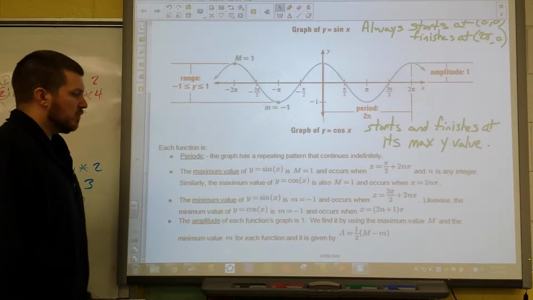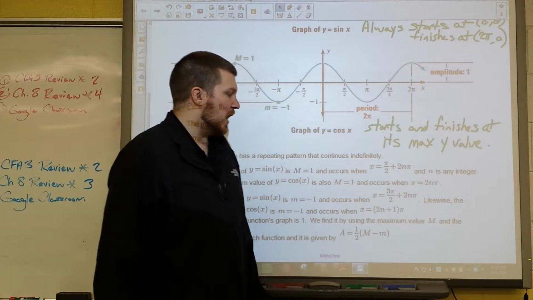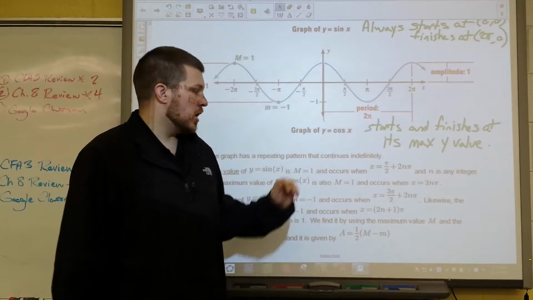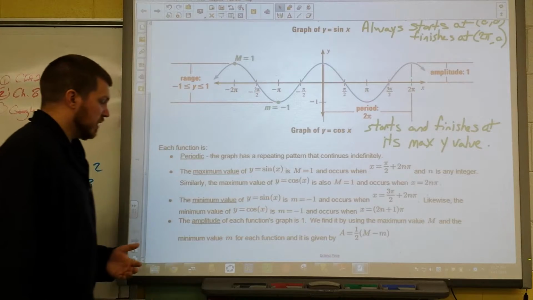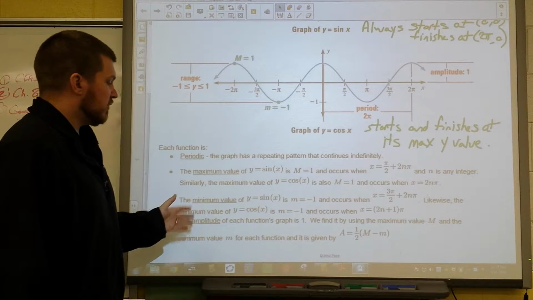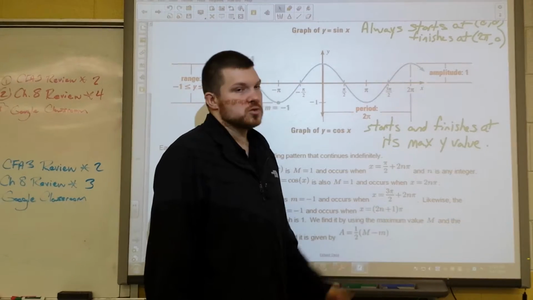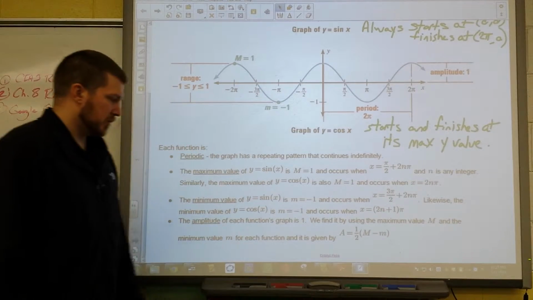Likewise, the maximum value of cosine of x is 1, and it occurs at 2n pi. The minimum value of y equals sine of x is negative 1, and it happens at x equals 3 pi over 2 plus 2n pi. Again, if we know what n is, we can figure out everywhere for the sine function where the minimum is going to happen. We can do that by hand. And the minimum value of cosine is also negative 1, and it happens at the quantity of 2n plus 1 times pi. Again, if we know what n is, we can figure out where the minimums are.